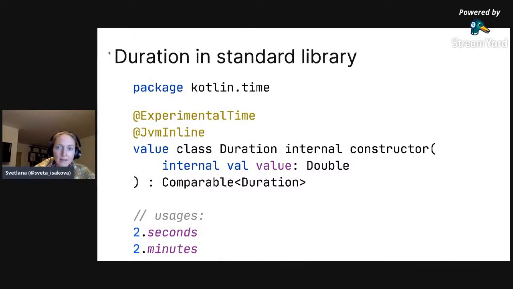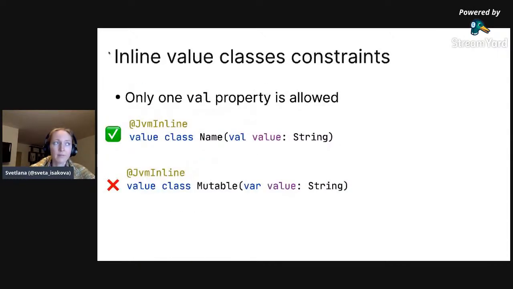Note that the duration class has been available in the Kotlin standard library for some time in an experimental state. But it's different from what I'm showing here, since it stores the value as a double property, not long. I used a simplified version for the presentation for clarity. An inline class is a wrapper for only one property, and this property should be read-only. That's what is changing. Before that, defining a mutable property was allowed.